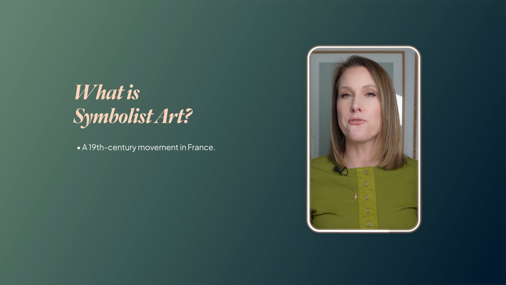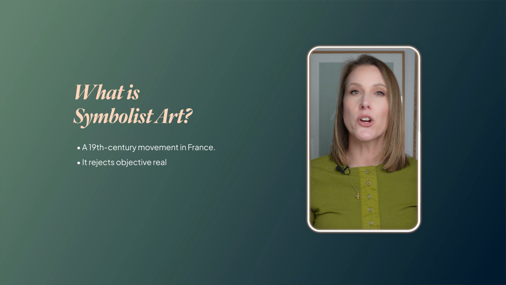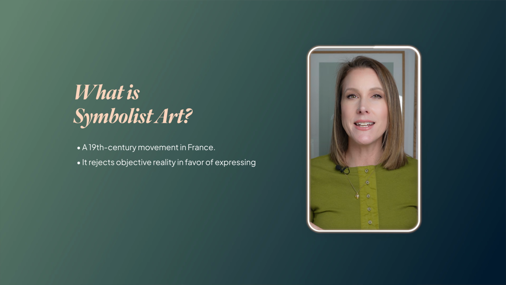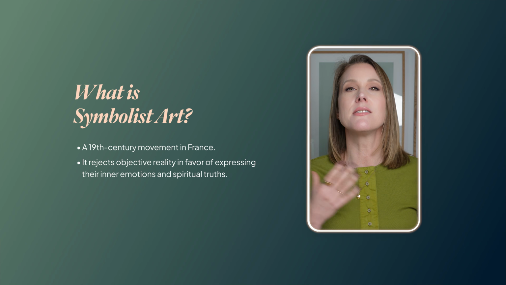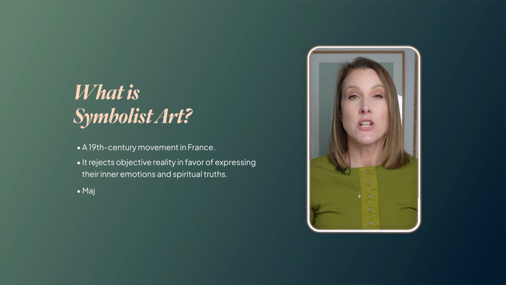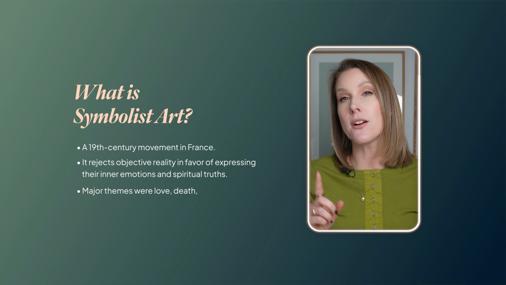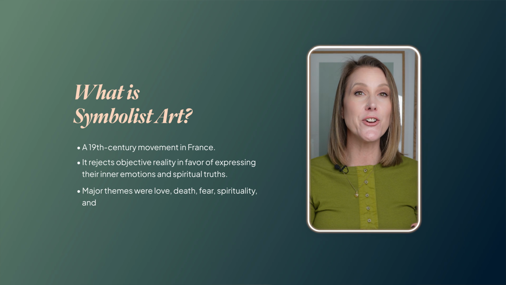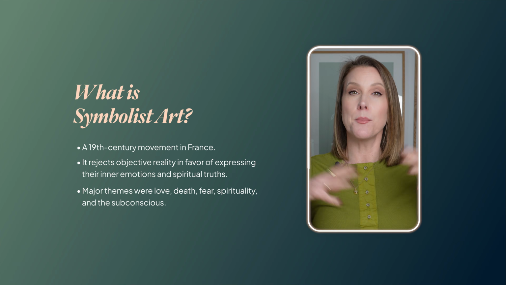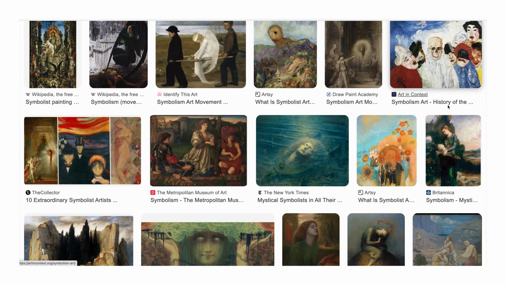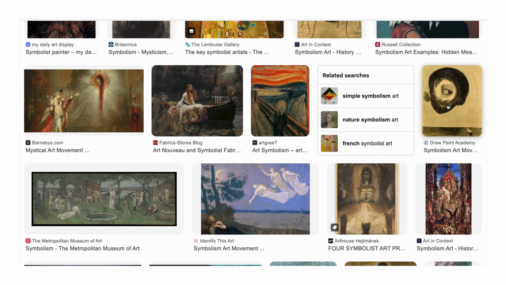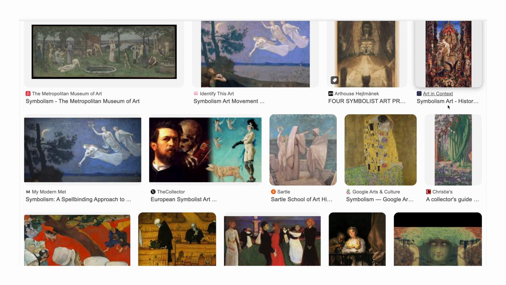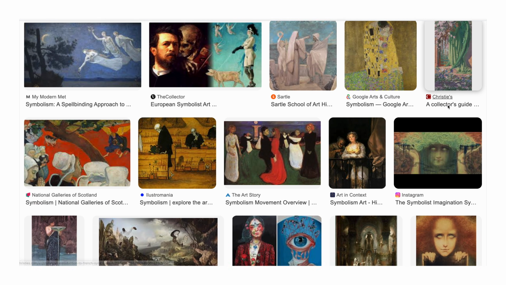Now, symbolist art was a 19th century movement in France, and this artwork rejects objective reality in their paintings in favor of expressing inner emotions and spiritual truths instead. So major themes in this type of artwork are love, death, fear, spirituality, the subconscious. This type of work is deeply evocative and would pair really well with anyone looking for deep introspection. That is why a shadow work journal or a dream journal would be a perfect match.